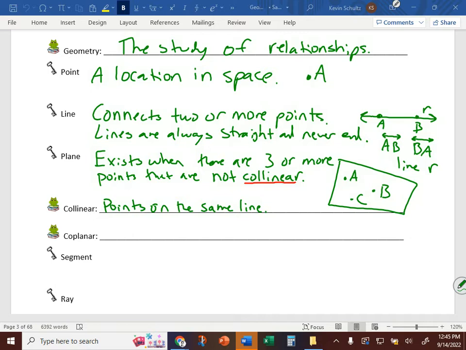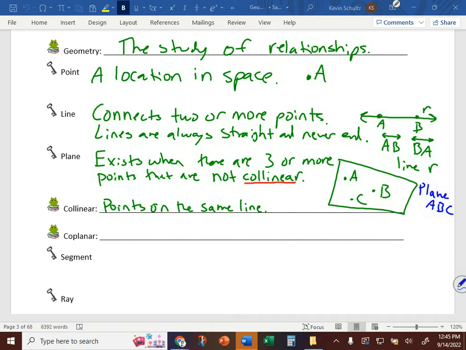And how you would label this, you would label it plane ABC, or plane BCA, or plane CBA. Basically, a plane and then the points that it contains.